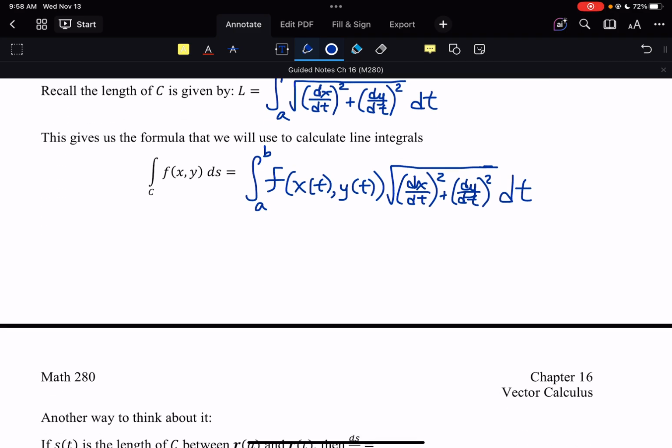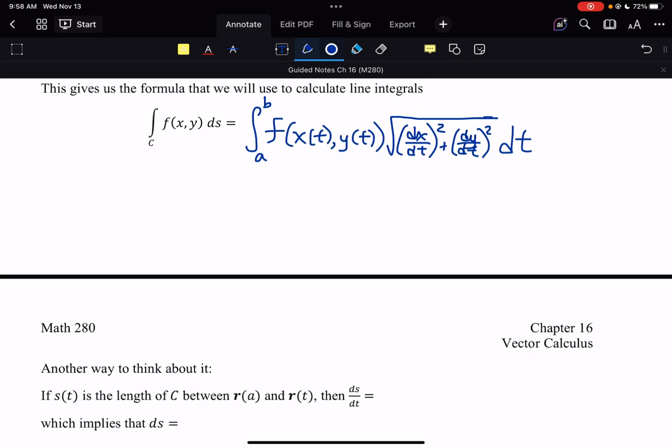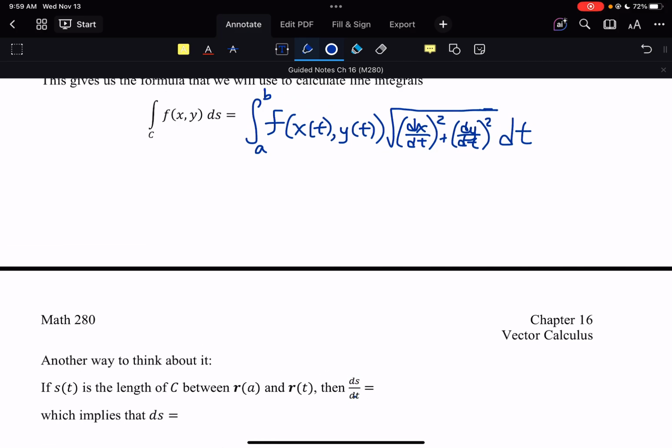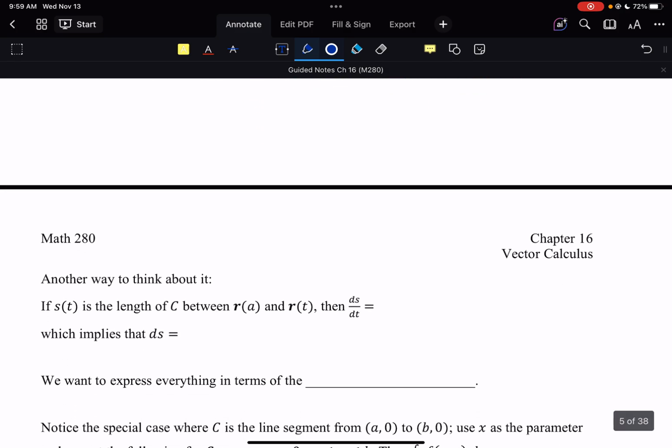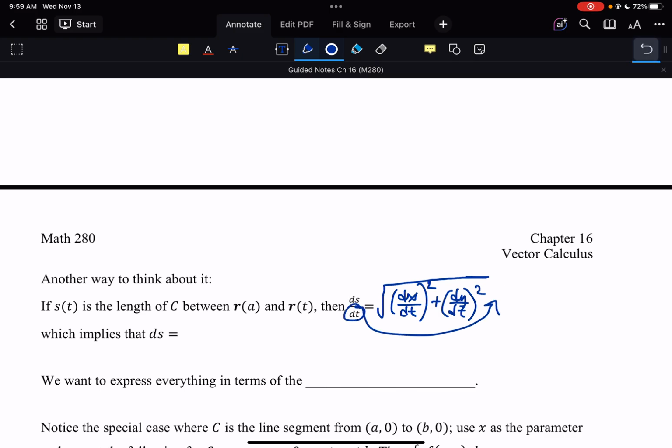So another way to think about this formula, if we think about it in terms of the general arc length formula: if s of t is the length of the curve between r of a and r of t, then the derivative of s with respect to t is that arc length formula, the square root of dx dt squared plus dy dt squared. If we use differentials and multiply that across, we get ds is the square root of dx dt squared plus dy dt squared, dt.